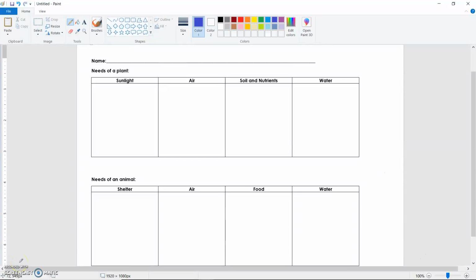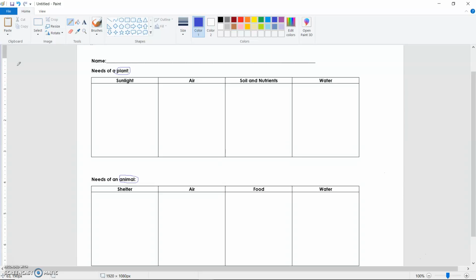Hello class, as you know, we have been talking about the needs of a plant and the needs of an animal. And we have talked about the fact that animals need several things to survive and that plants need several things to survive. So, today I have given you 10 cards.